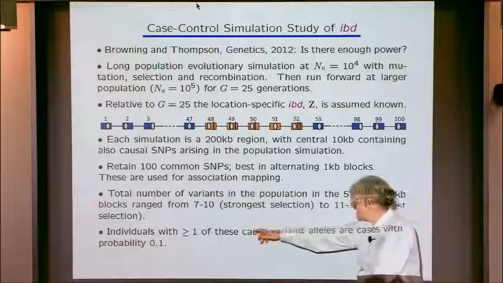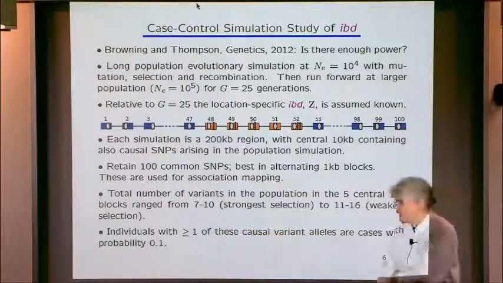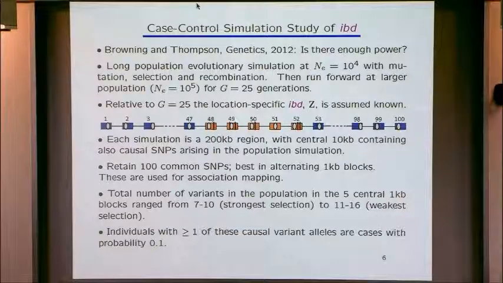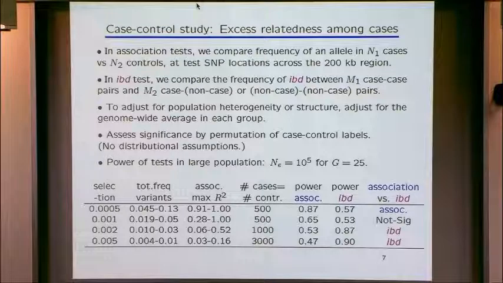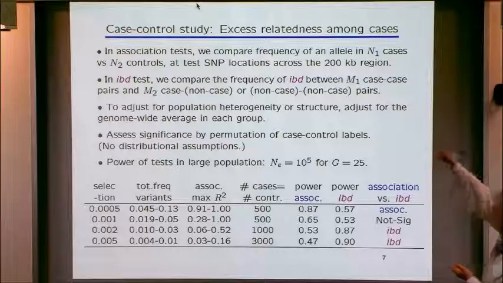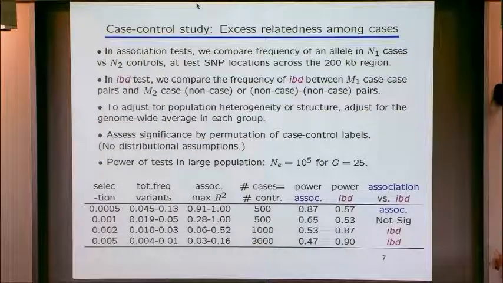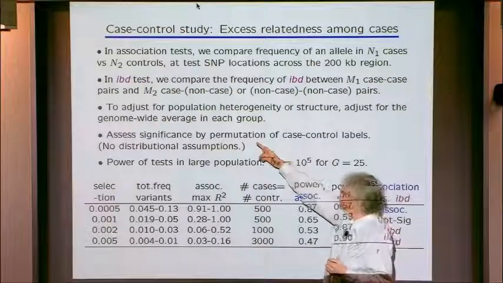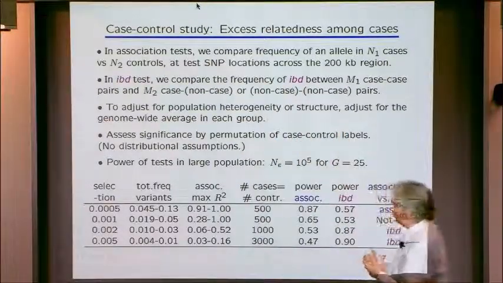So we made it so that individuals with at least one causal variant became cases rather than controls with probability 10%. So something we can actually detect, because otherwise there wouldn't be any point doing the study, but not something so extreme that somebody could say, well, you're just looking at a, quote, Mendelian trait or simple trait. And we did our standard association tests, and the identity by descent-based tests. Again, we were looking at shared IBD in case-case pairs as compared with other pairs, case-non-case pairs or non-case-non-case pairs.